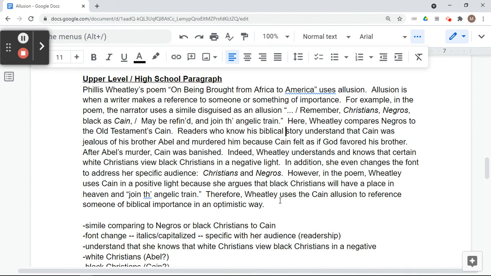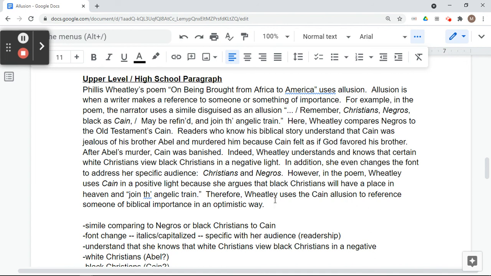However, in the poem, Wheatley uses Cain, and maybe I will make this italics, uses Cain in a positive light because she argues that black Christians will have a place in heaven and join the angelic train. Therefore, Wheatley uses the Cain allusion to reference someone of biblical importance in an optimistic way. And so in this case, this reference is used positively rather than negatively. So she sort of flips the script and almost uses this Cain idea in an optimistic or a positive way.